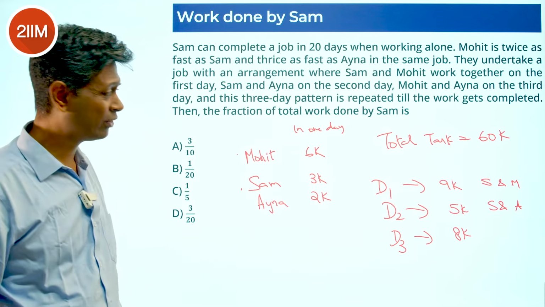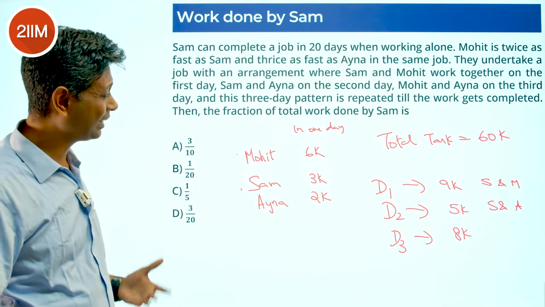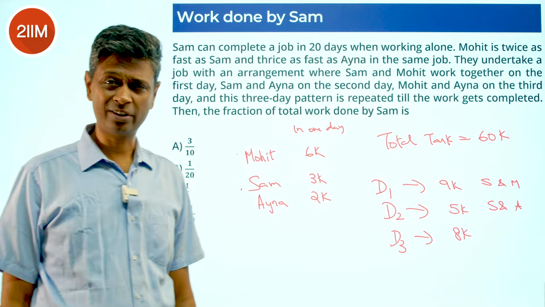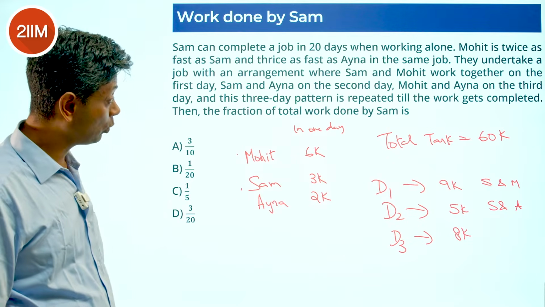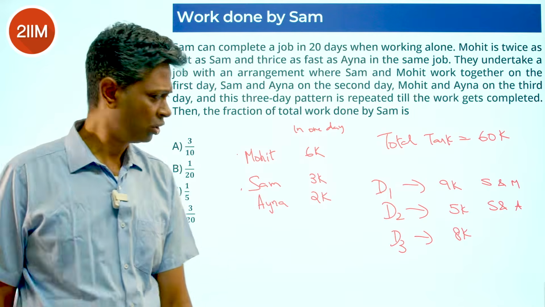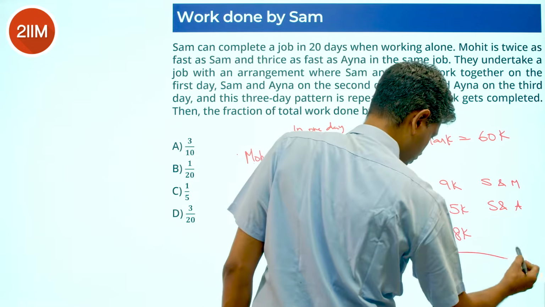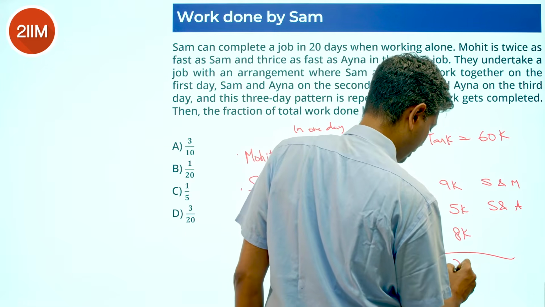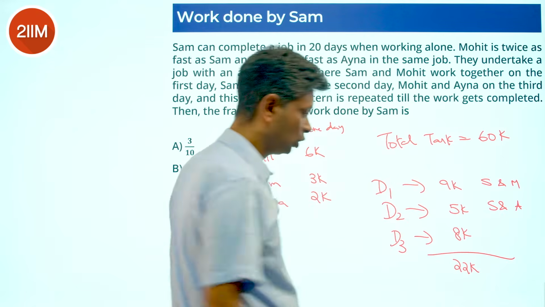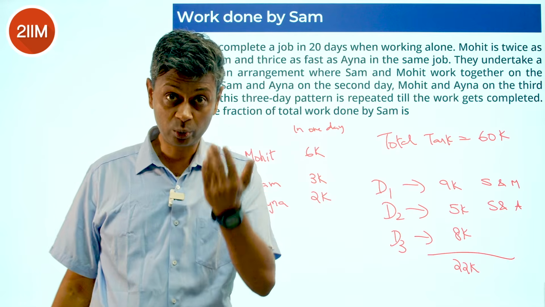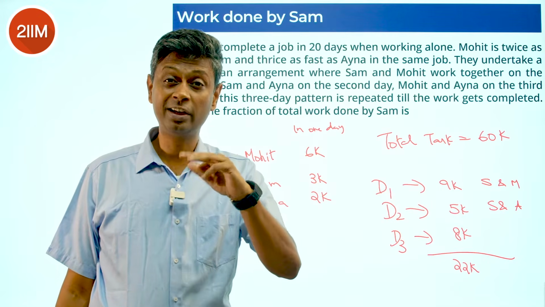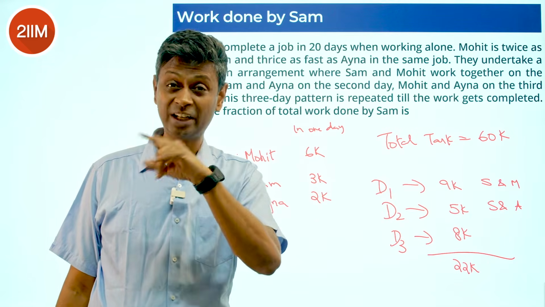And so Mohit alone can finish it in 10 days. I'm guessing it will get completed in some combo in 8 days or 9 days or something like that. Okay. Then the fraction of total work done by Sam is very interesting. So let's think about one cycle. One cycle is 9 plus 5, 14 plus 8, 22k. So in first 3 days, 22k will get done. Next 3 days, another 22k. The next 3 days, another 22k. By that time, we'll get finished.